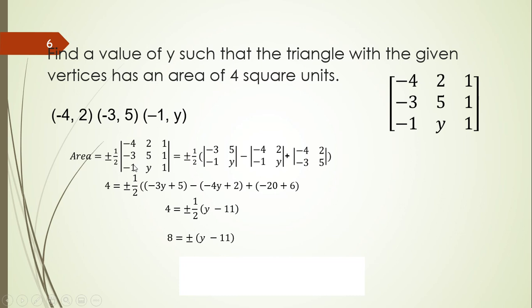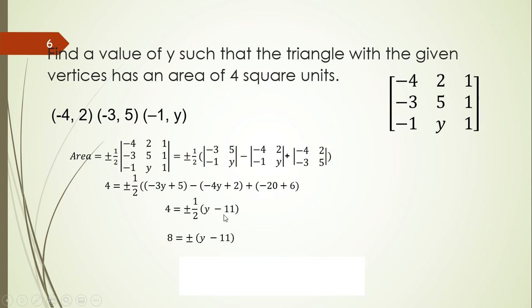So it's going to be plus or minus 1/2, -3, 5, -1, y, minus -4, 2, -1, y. And then plus, for the last one, -4, 2, -3, 5. Calculate the determinant of this. And remember, we're going to take plus or minus 1/2 of it. -3y minus a -5 is a plus 5, minus -4y plus 2, plus -20 minus a -6, or plus 6.